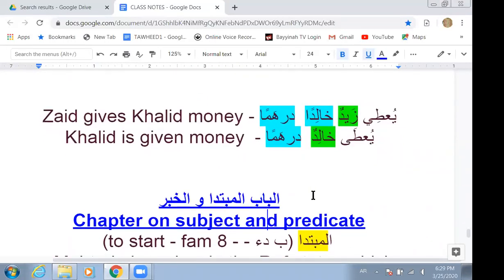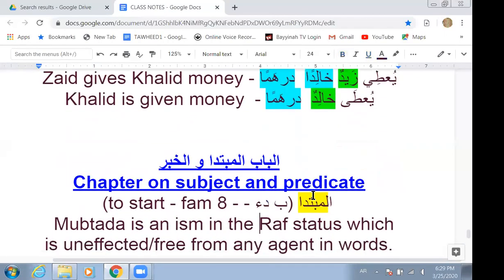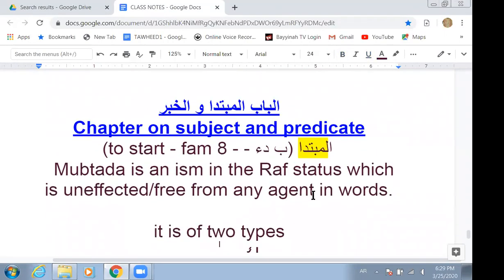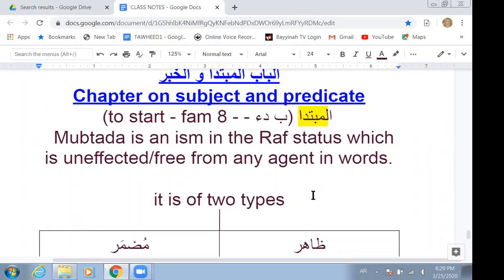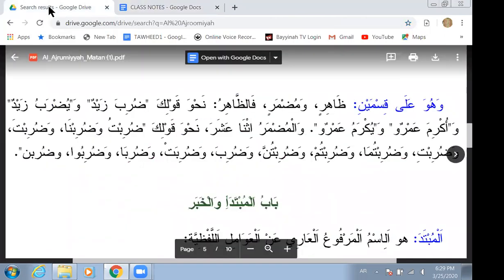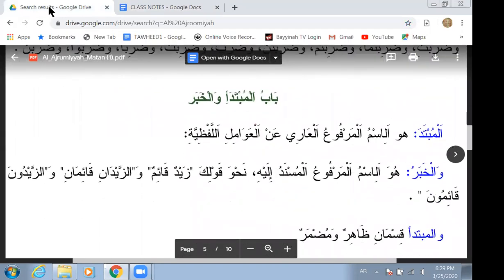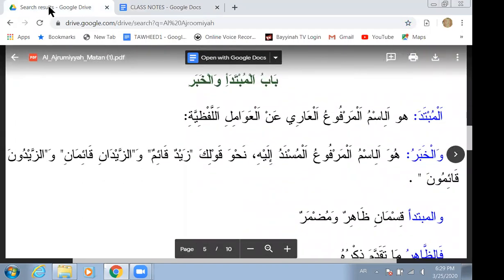Yes. Yes, Alhamdulillah. Okay, so we'll leave the last chapter for today. Babul Mubtada wal Khabar. Yes, Babul Mubtada wal Khabar. The chapter of the Mubtada and Khabar.